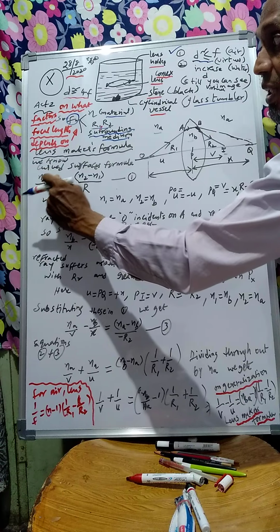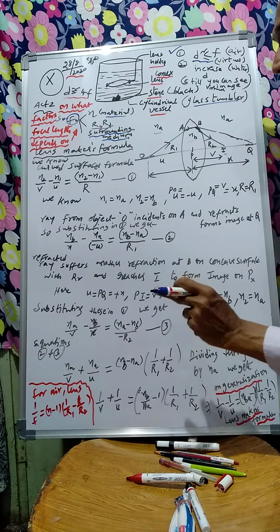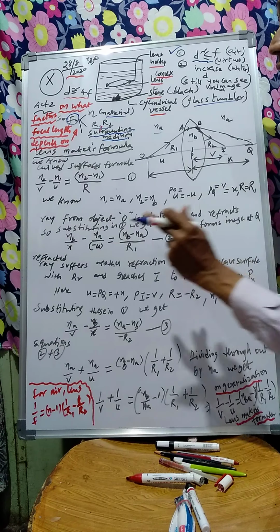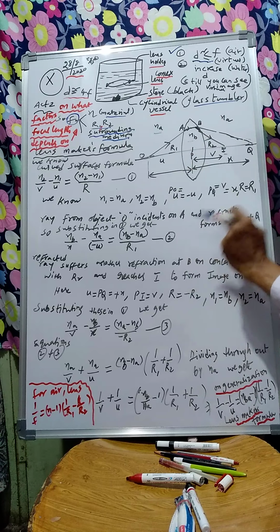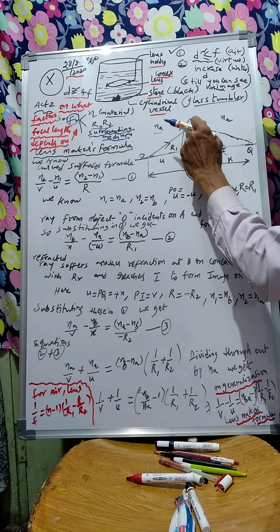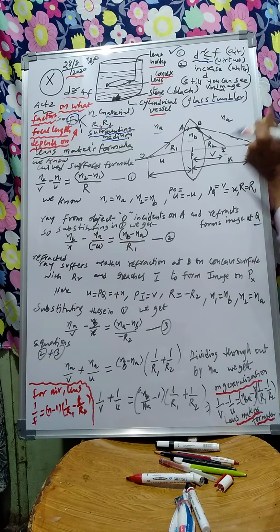So N2 by V minus N1 by U is equal to N2 minus N1 by R. So you take textbooks and write. Now see, a ray from the object O incidents on A and refracts here and forms image at Q. At this point Q. This is the first image.